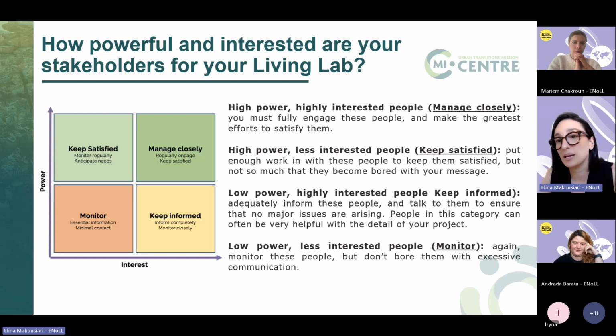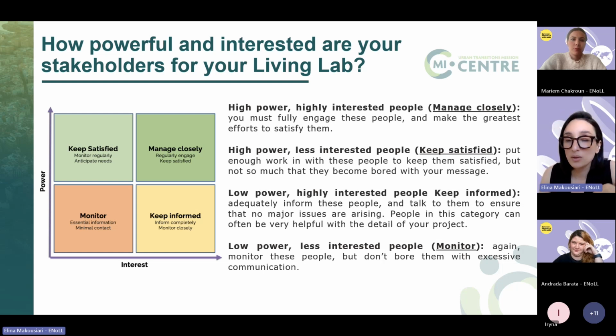For example, the municipality may have a high power, influence into what you're doing because they, I don't know, bring the funding, for example. So putting the different stakeholders in the different parts of this matrix can also give you an indication of how these people should be approached and communicated with, right? For example, getting to the two extremes. People with high power and high interest are those that you should manage closely. These are the people that are fully engaged in what you are doing, right?